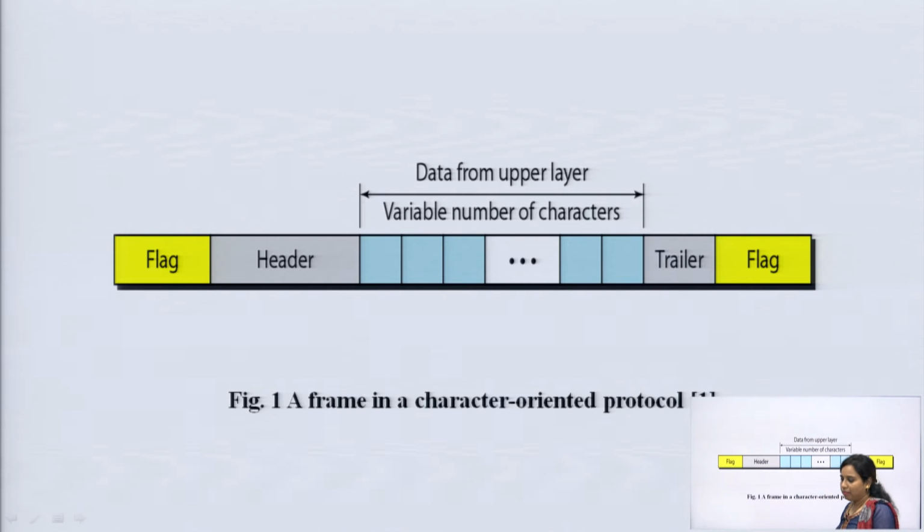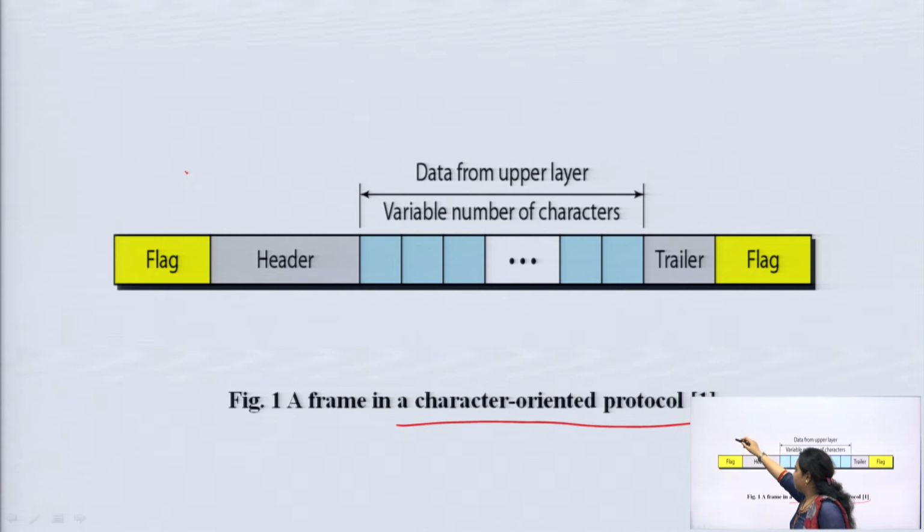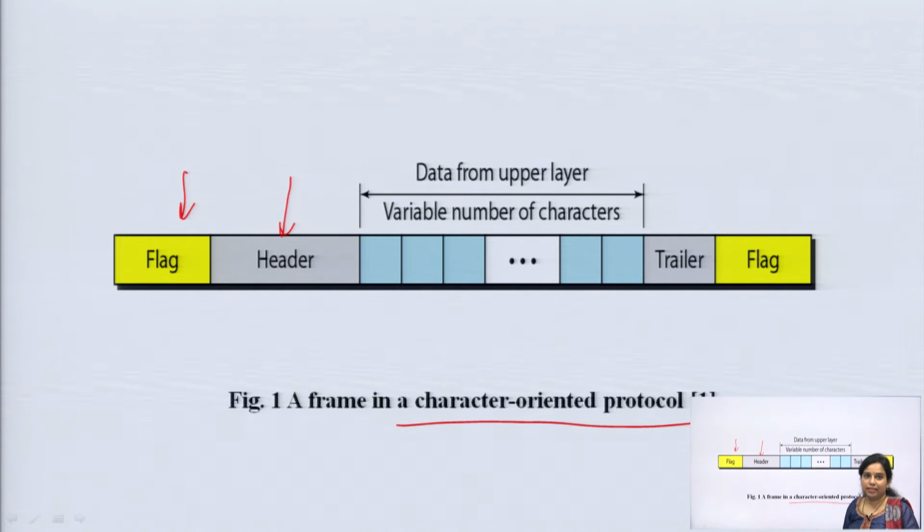Now, next is the frame in a character oriented protocol. So, what is a character oriented protocol? Character oriented protocol means you are inserting characters into the particular frame. So, this is the flag which will show you that the particular frame has started, the information in the frame has started, then it is followed by the header. It will consist of the source address, the destination address, the logical address. So, this type of information will be presented in this header.